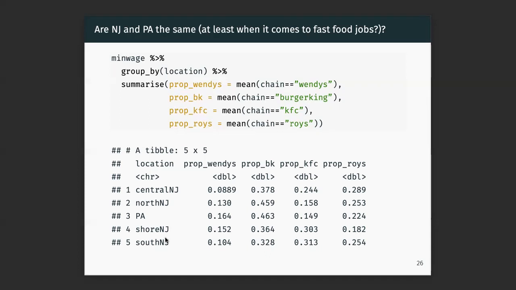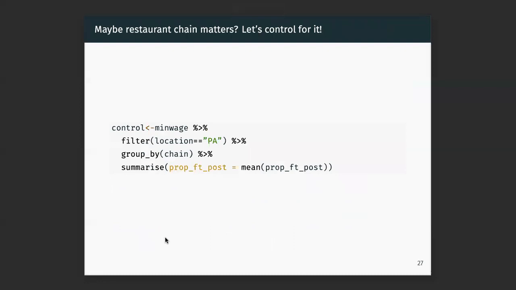Not really, right? In Central Jersey, we don't have very many Wendy's, but we do in Pennsylvania, right? There are fewer Burger Kings here than there are here. There's more KFCs here than there are here. Roy's, does that even exist anymore? I don't know, but right, we get the idea that there are some differences in which restaurants are in which locations. So that might be something important for us to think about. That was helpful. Okay. Maybe restaurant chain matters, so let's control for it. What we're going to do then is we're going to group by chain when we compute the mean for proportion full-time post, right? So maybe the restaurant chain has a policy about full-time employment that impacts full-time employment such that we want to effectively account for that when we're computing differences.